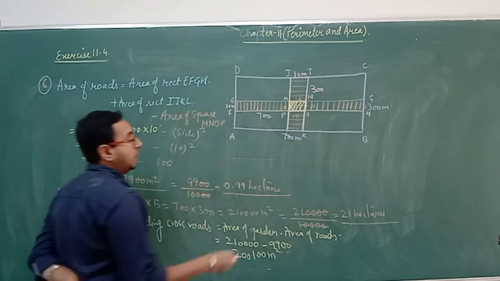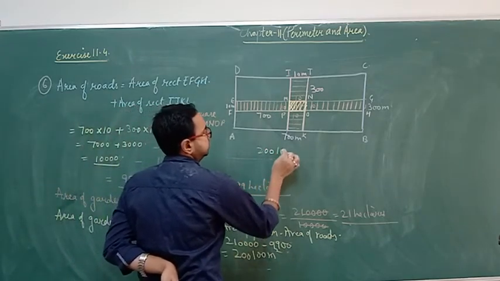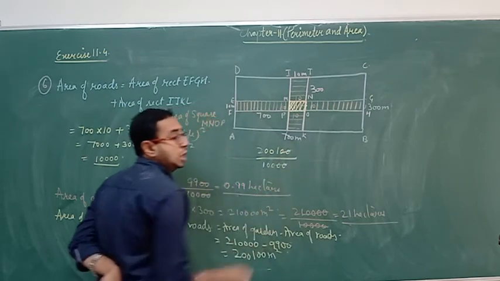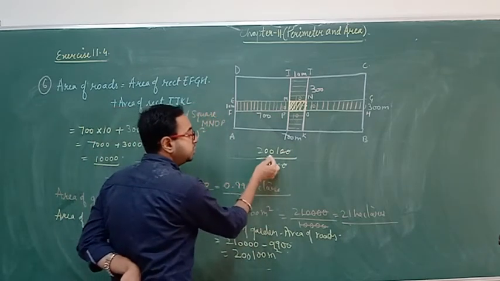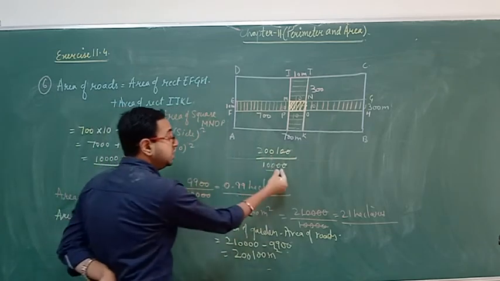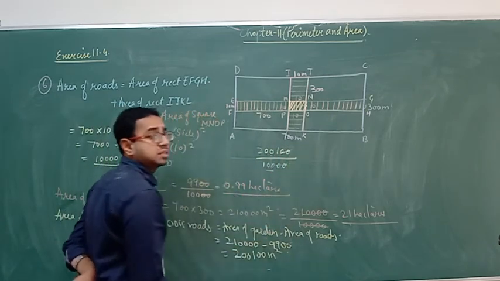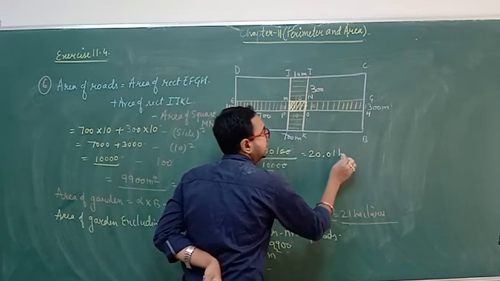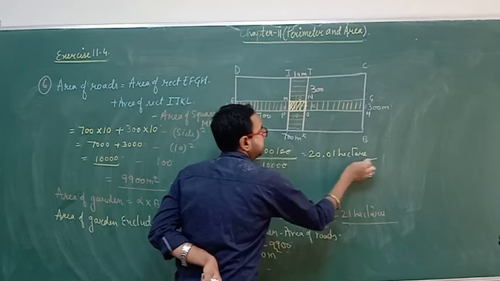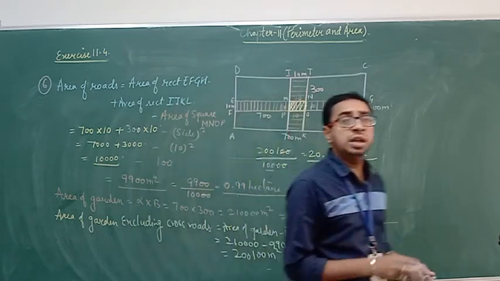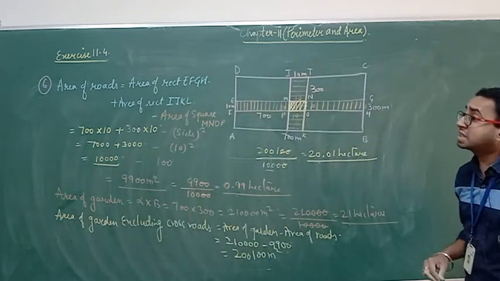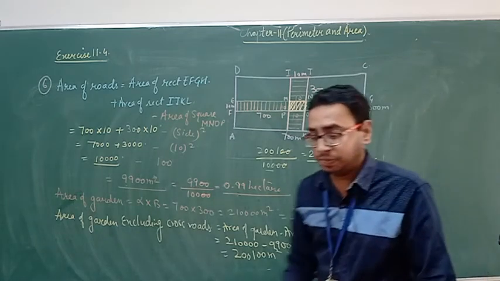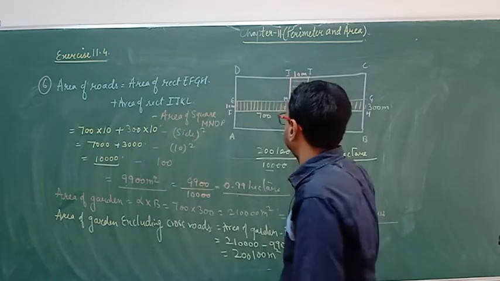If we convert into hectares, zeros cancel. Don't make this blunder that you are cancelling these zeros also with the zeros in the denominator. No, only the zeros that are in the denominator cancel. Hence, we'll put the decimal. 20.01 hectare is the answer. Are we clear with the question? Question number 7 is exactly the same as this question. There is no difference in that question. Are we clear? Any doubt anyone is having in this question?